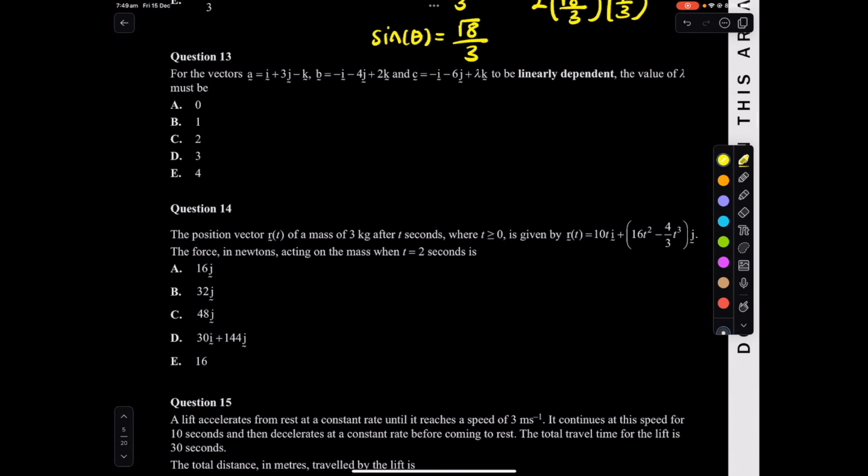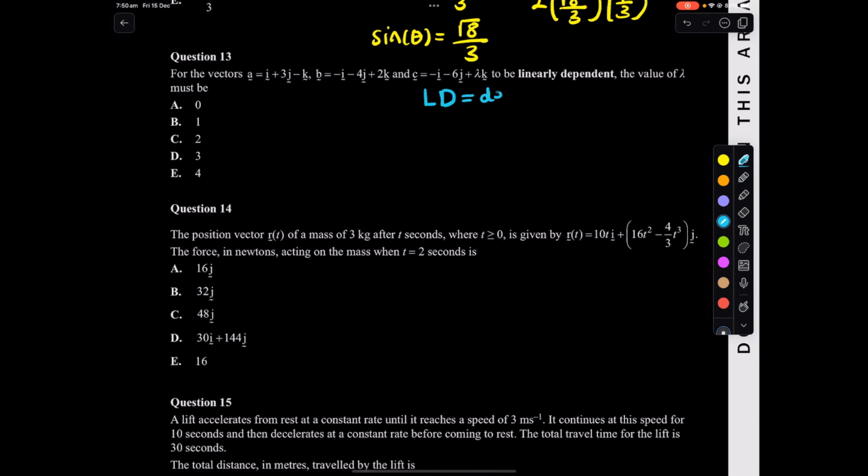Done. Question 13 says, for vectors A and B and C to be linearly dependent, what is the value of lambda? We know, always, when you hear the word linearly dependent, okay, for linearly dependent, what do we know?